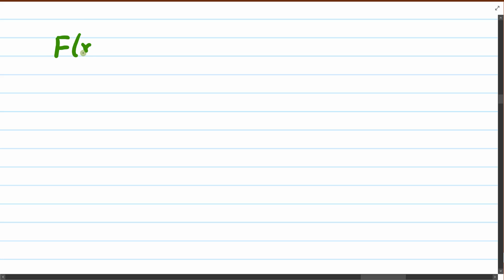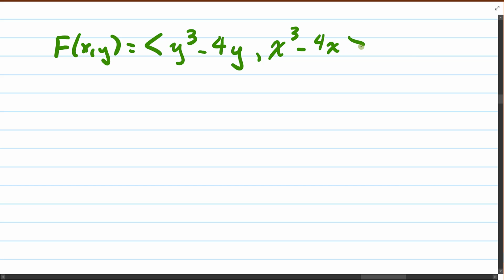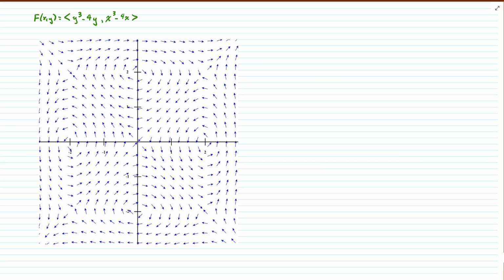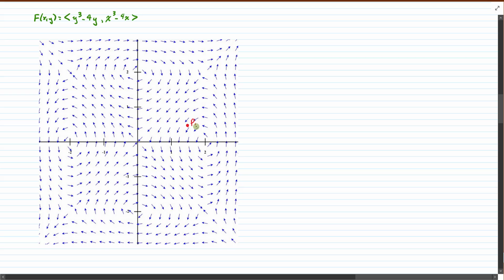That said, let's look at the vector field F of x y equal to y cubed minus 4y, comma, x cubed minus 4x. I've plotted that here. What I'd like to do is to examine the curl of this vector field at a few points. In a moment, we'll zoom in close to this point right here, which I'll label as P1. Then we'll zoom in on this point right here, which I'll label as P2. And then we'll zoom in on this point right here, which we'll label P3, and we'll also examine the curl around a few of these points.